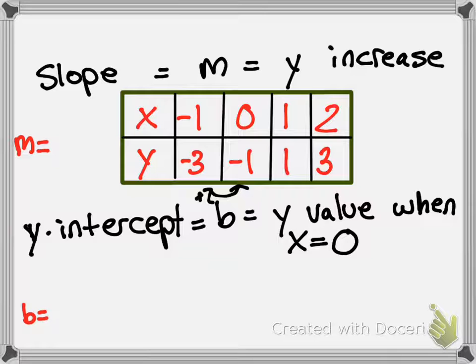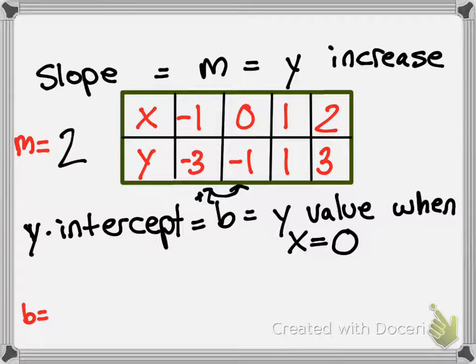So then what would our slope be? What is M then, Jaden? Andrew, what's our slope? M equals y increase. So it's the y increase. And what is our y increase? Our y is increasing by 2. That's it. It's as simple as that.